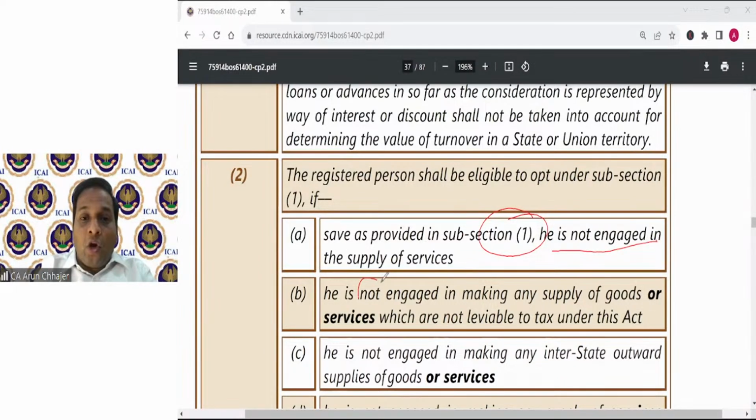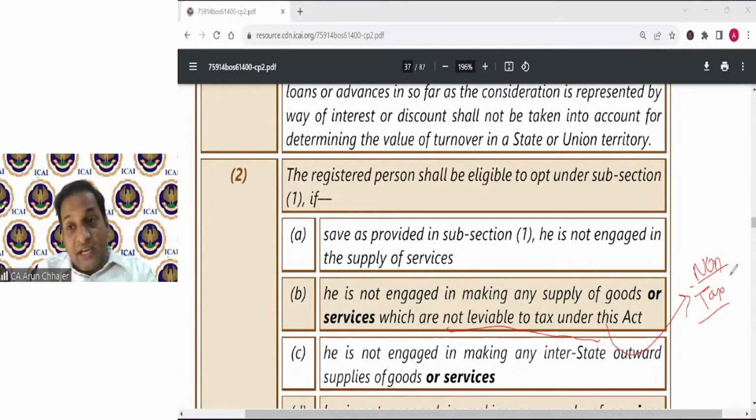He is not engaged in making any supply of goods or services which are not leviable to tax. What is the meaning of not leviable to tax? That has been defined as non-taxable supply. What are non-taxable supplies? Non-taxable supply means the supply which is not leviable to tax.